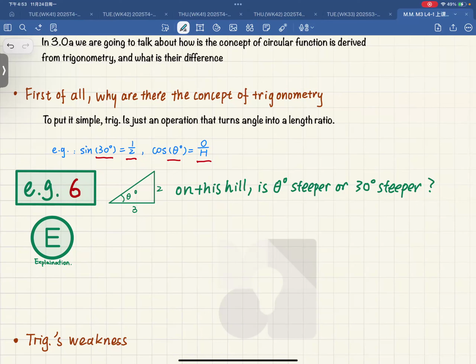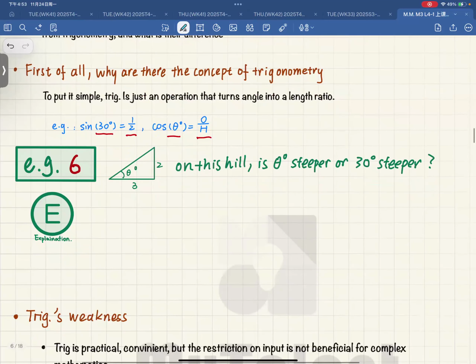Now let's have a look at this question. We have a triangle. Let's just assume it's like a ramp, with angle theta in degrees. Is it steeper than 30 degrees? Basically, is theta greater than 30 degrees or theta less than 30 degrees? That's what this question asks for. Which trig relationship should we use to figure out this question?